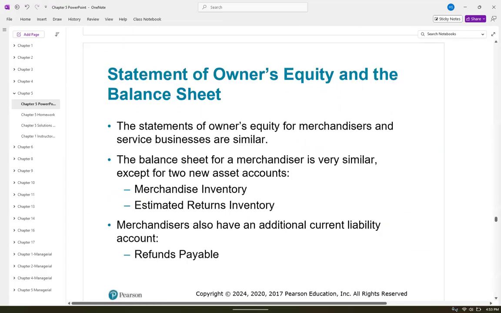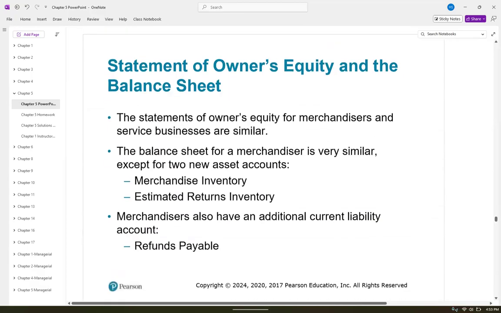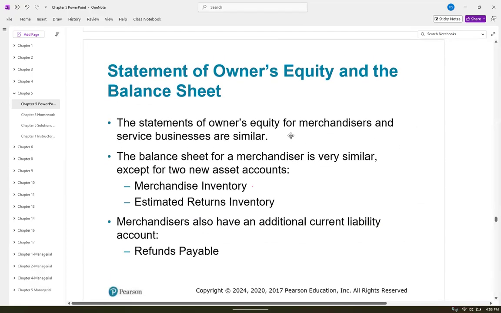Okay. The statement of owner's equity and the balance sheet aren't going to change a whole lot. You'll have that merchandise inventory. We haven't really talked about this estimated returns inventory. You might see that. And you might see a refunds payable account on the balance sheet. And that is all for chapter 5.